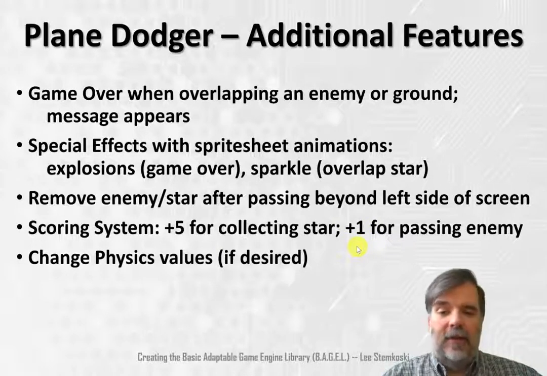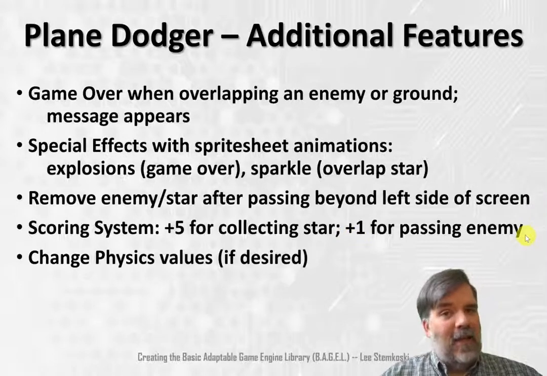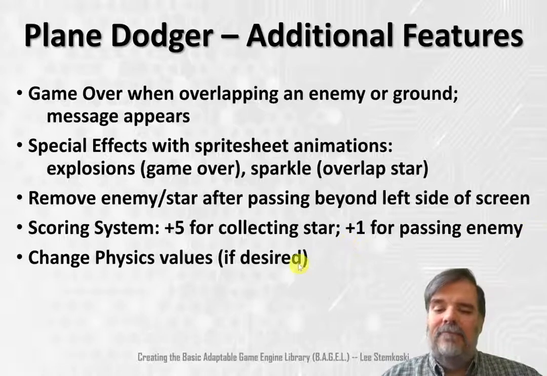an enemy completely. Probably the easiest place to add the +1 point would be in the same condition where you remove an enemy from the game after they've passed beyond the left-hand side of the screen. So at that point in time, you could remove the enemy from the enemy group and also add 1 to the score. And in that case, don't forget to update the score label.